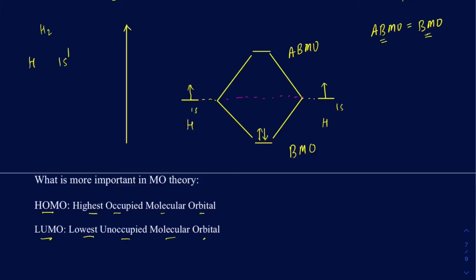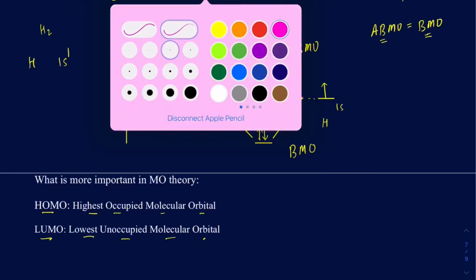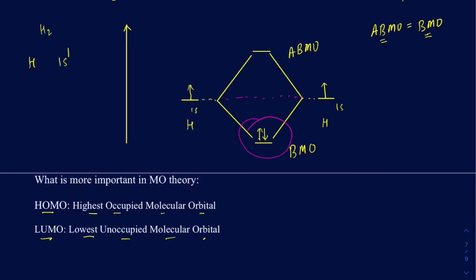So when I look at this particular hydrogen molecule here, your highest occupied molecular orbital is going to be, let me change the color there, this guy right there. So that's going to be called the HOMO. And your lowest unoccupied molecular orbital is going to be this top one. It just turns out you only have 2 in there. So one is going to be the HOMO and the other one is going to be the LUMO.